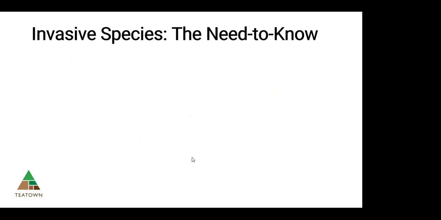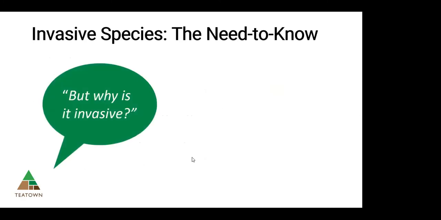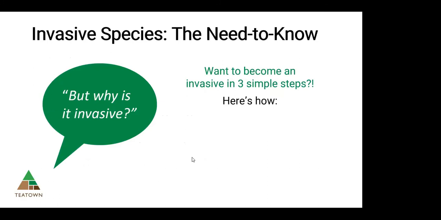So something else that I get asked a lot is why a non-native plant is then able to become invasive. Because as I mentioned, another key factor is that not every non-native species does become invasive. So there are three things or three steps. I'm sure there are more than three, but the ones I want to talk about here. So one is propagule pressure.